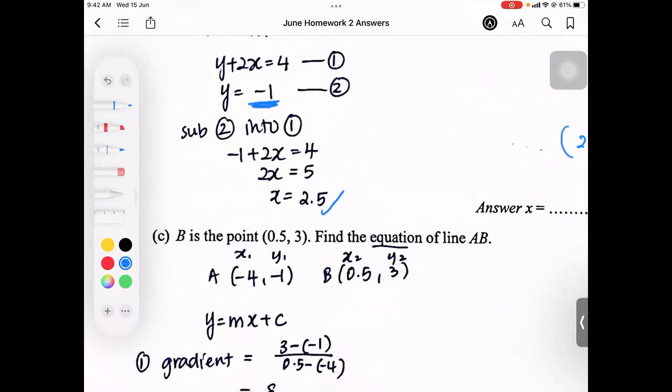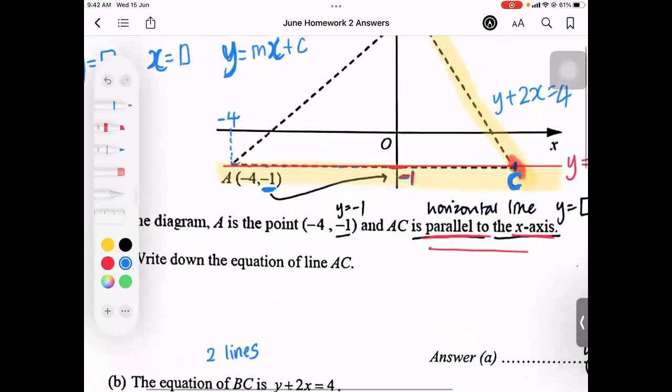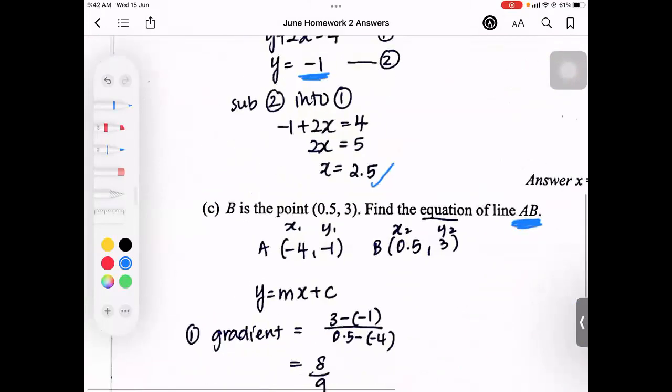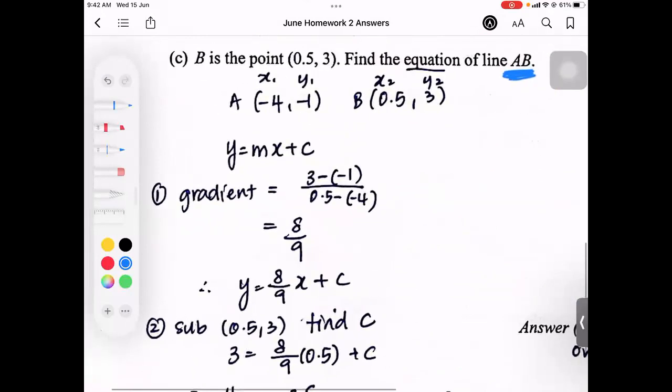Next one, B is the point 0.5, 3. Find the equation of line AB. AB, that means I need A and B, right? Point A is -4, -1. So I have my 2 points over here, point A and point B. Equation of straight line, y equals to mx plus c.